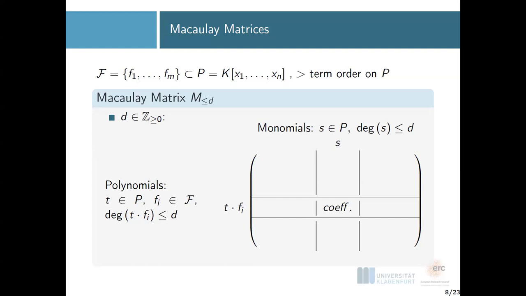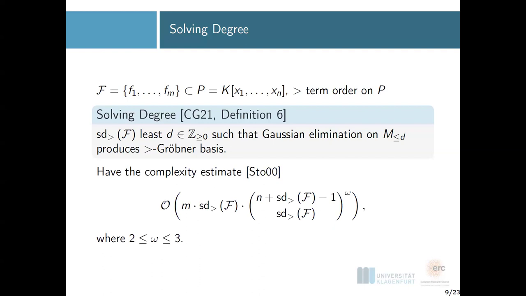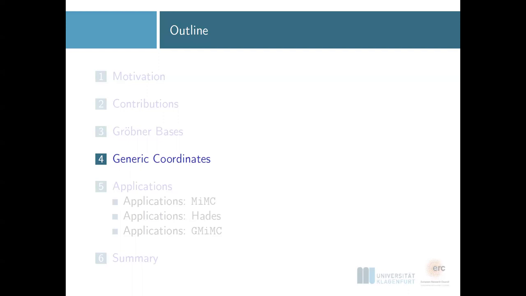And then in the row T times F, we fill in the coefficients of the polynomial T times F. And then we perform Gaussian elimination on the system. And if D is big enough, at one point you will produce a Gröbner basis in the row space basis of this matrix. The first D for which this happens is called the solving degree of the polynomial system. And if you know the solving degree, then you can express the complexity of Gröbner basis computation as some binomial coefficient. Okay, but the problem is getting a bound on the solving degree, yeah?